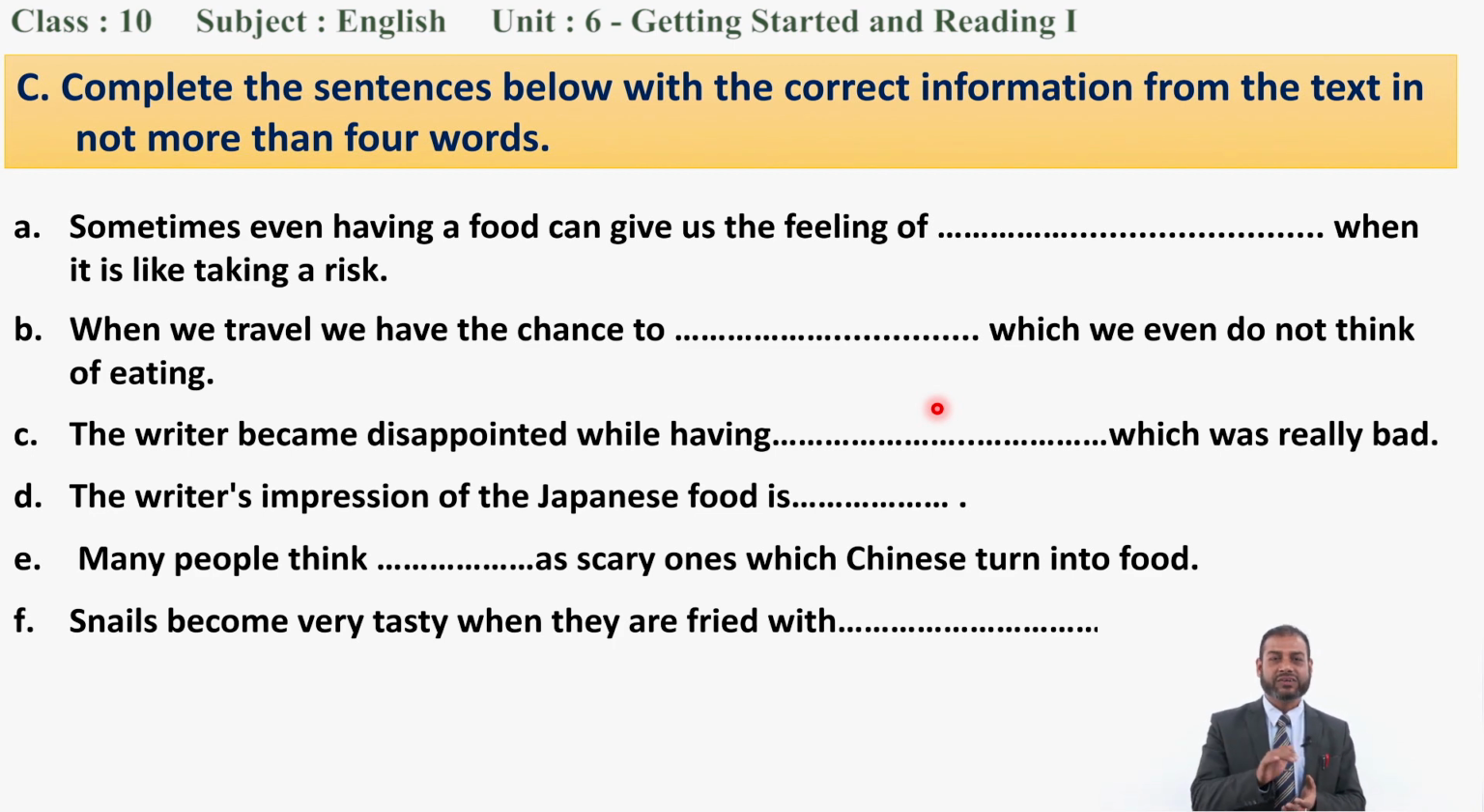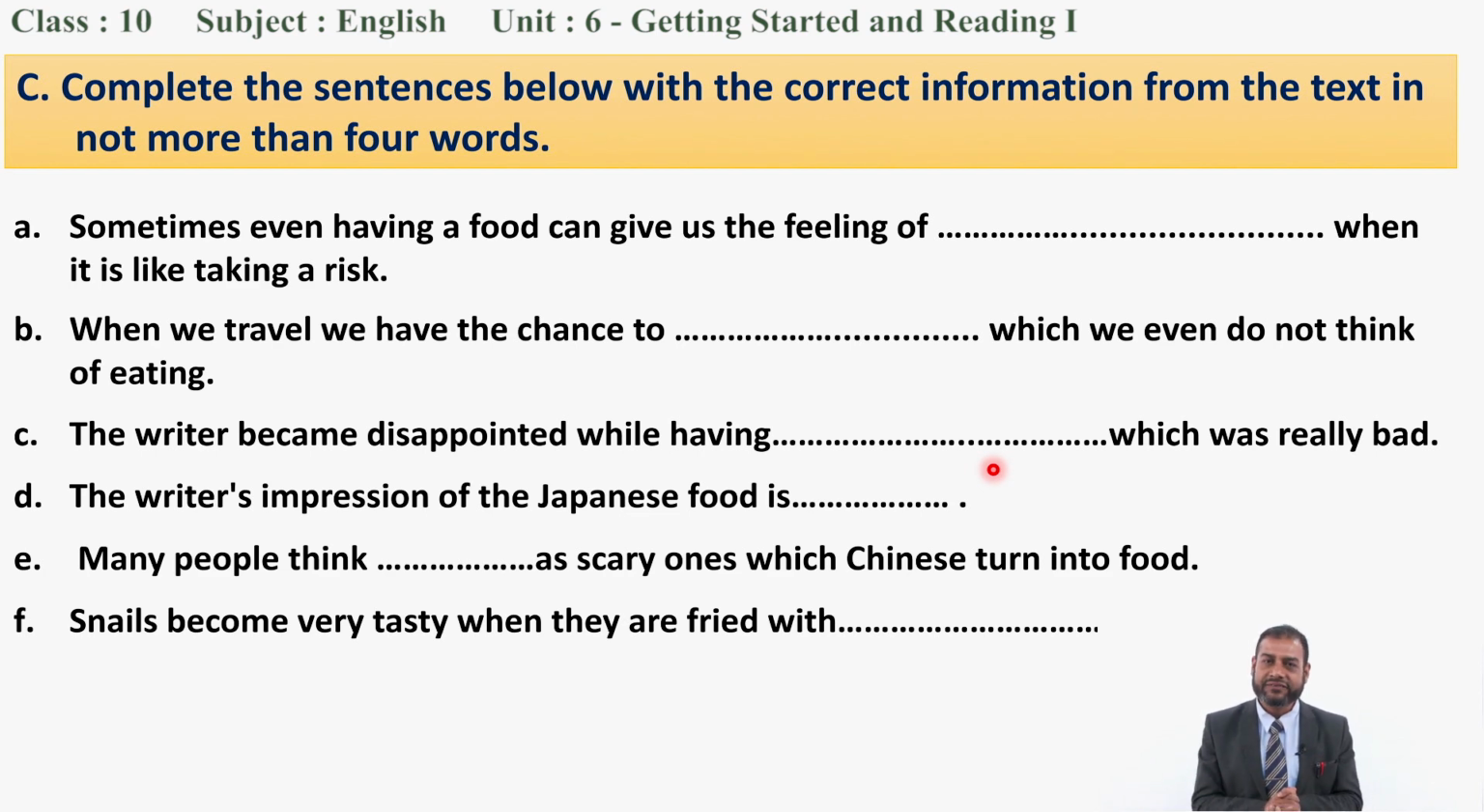From the text, we have to do it. So, have you finished it? Good. Now, next one we have is C. The writer became disappointed while having... which was really bad. Again, you can find it in the second, third paragraph of your textbook. That is just a hint and you have to search this information to complete the sentence.